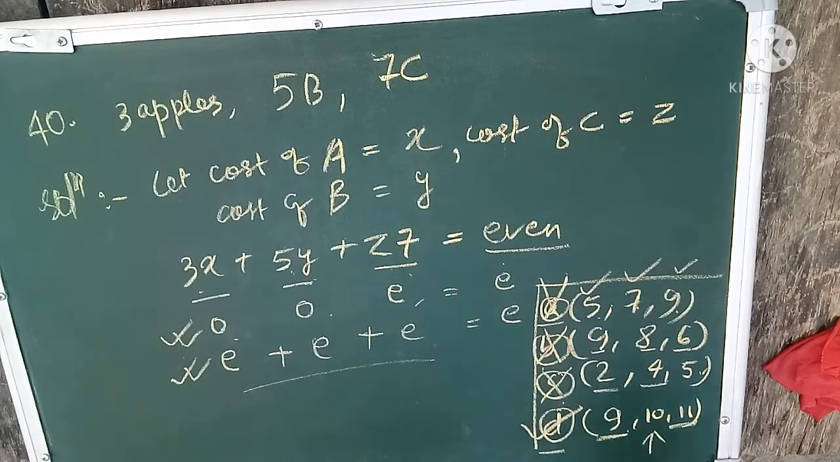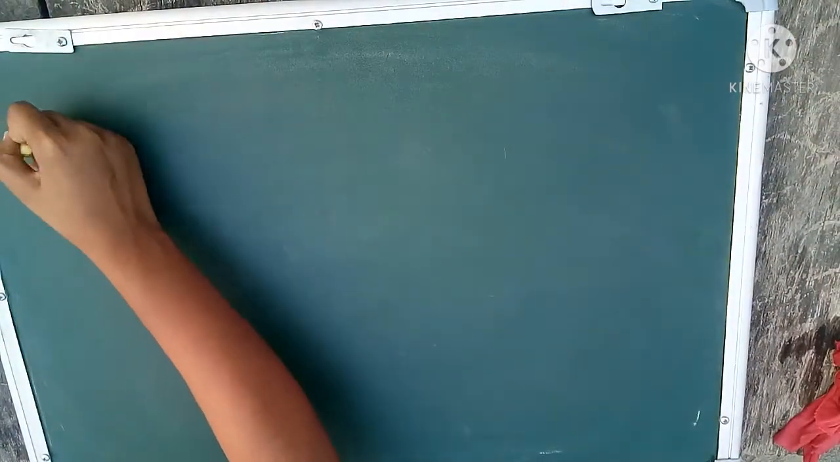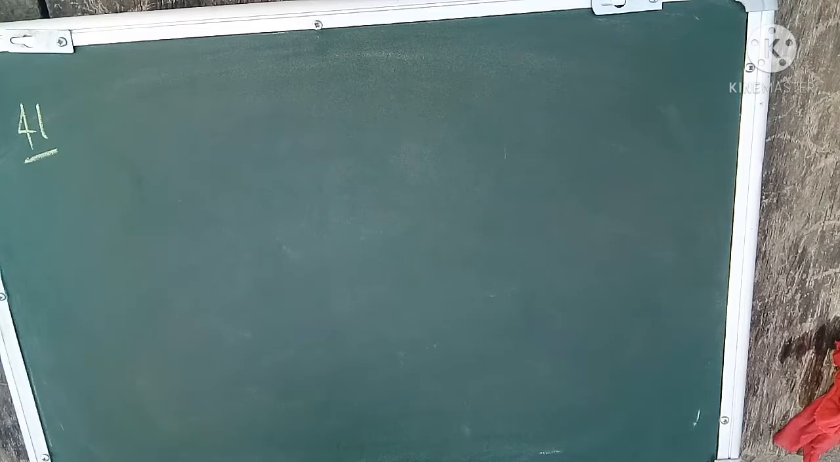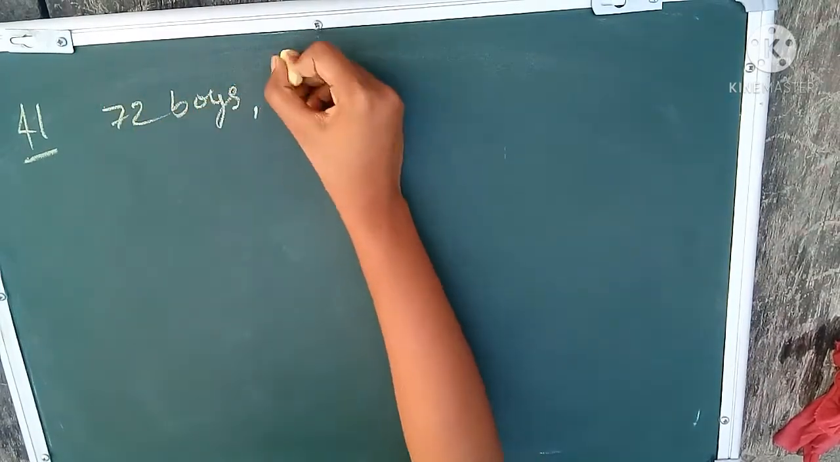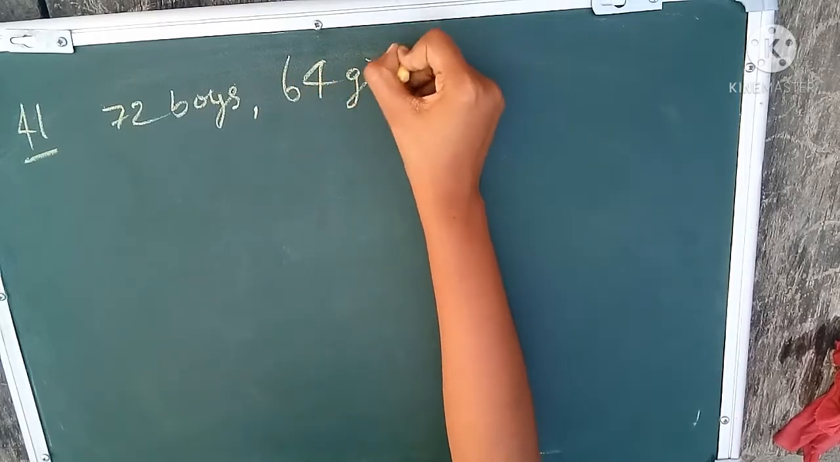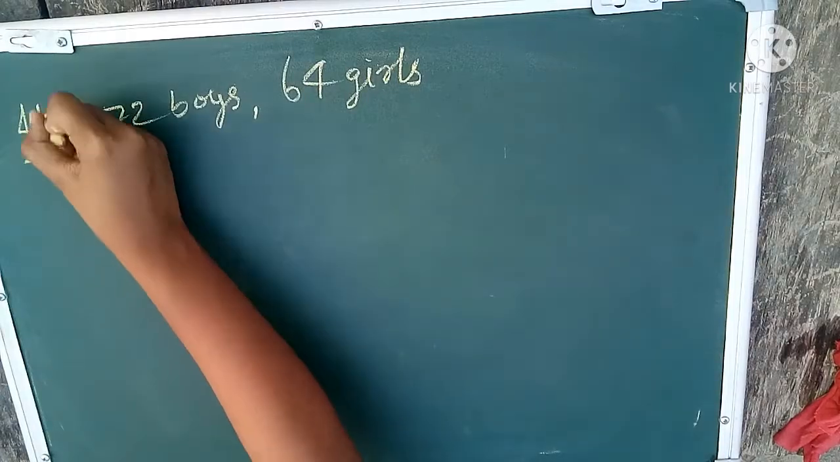The next question is question number 41. Question number 41 says that in a class there are 72 boys and 64 girls. If the class is to be divided into the least number of groups such that each group contains either only boys or only girls, then how many groups will be formed? So here we need to find out the least number of groups that will be formed. What is that least number?